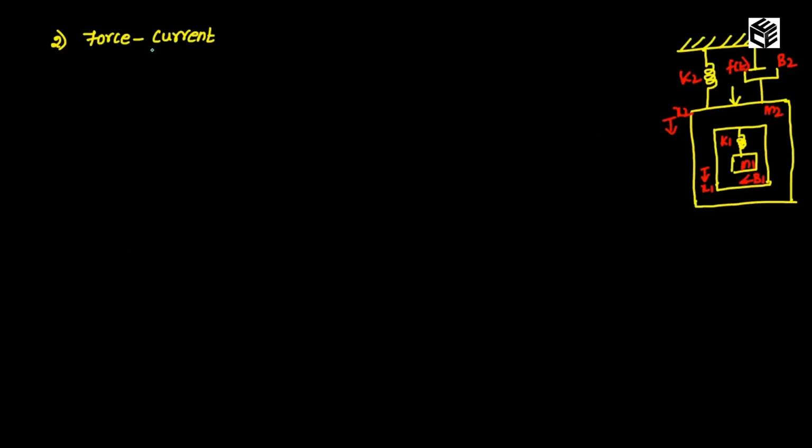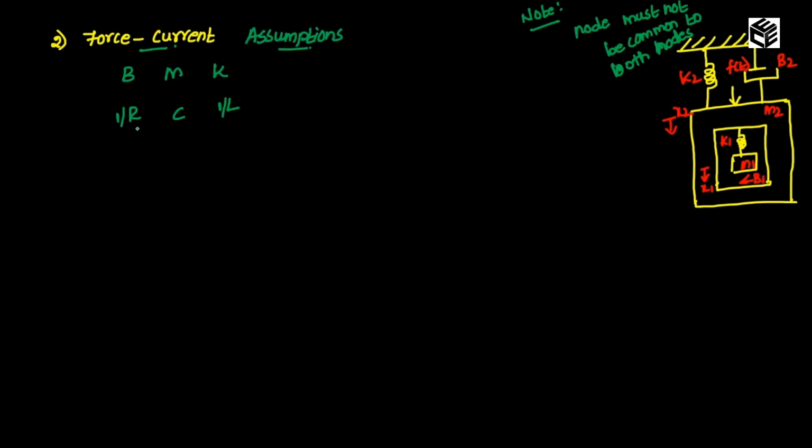And so our second one is force current. Here also we are having the same assumption. That is one must condition to be followed. What is that must condition? Node must not be common to both the nodes. What are the assumptions for force current? BMK is replaced by RCL. So the given mechanical system, we are going to change to force current, that is electrical system. Okay.